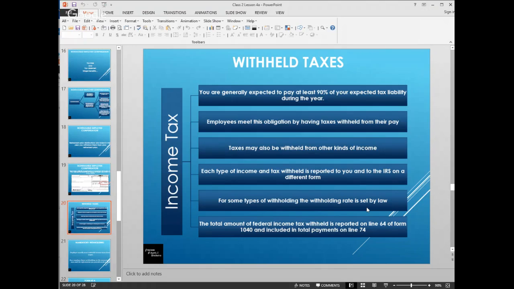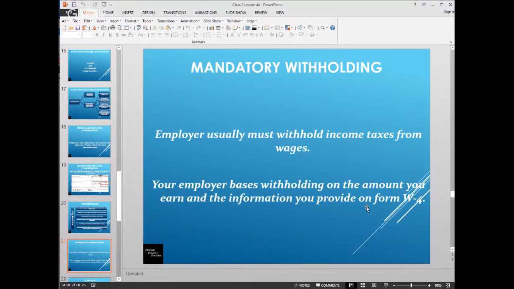For some types of withholding, the withholding rate is set by law. So it isn't something that you can change. The total amount of the federal income tax withheld is reported on line 64 of your 1040 and included in the total payments on line 74. Mandatory withholdings. In some cases, employers are being told that they must withhold.